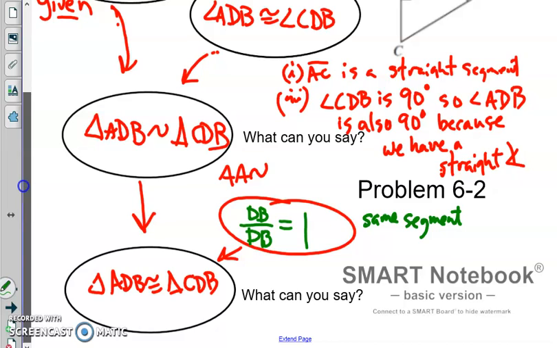So are the triangles congruent? And the answer is yes. Again, because the triangles are similar. That's number 1. And number 2 is we got a scale factor of 1. Next video, I will continue with this discussion.